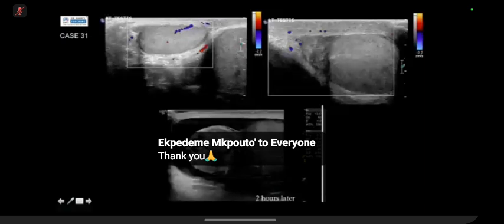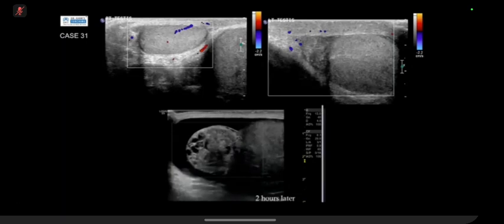So candidate 4, this is your next case. Let's make them a 7-year-old presenting with testicular pain. These are the sagittal ultrasound images of a 7-year-old patient with testicular pain.